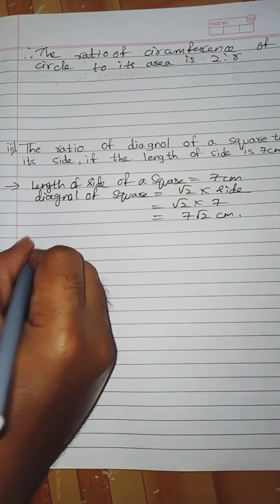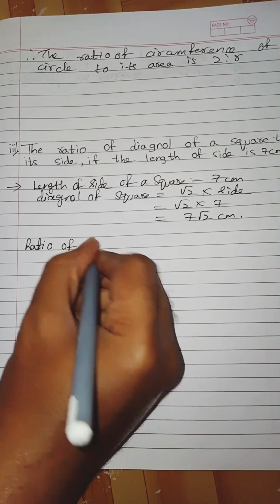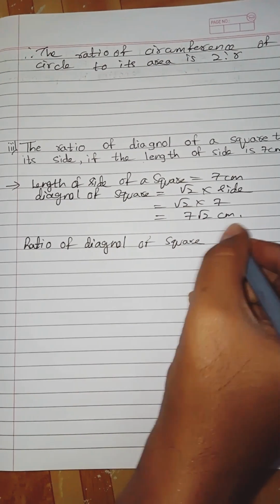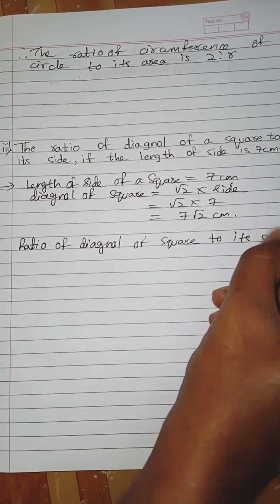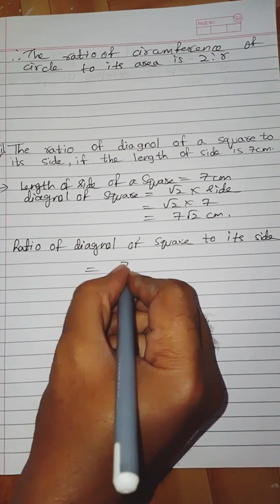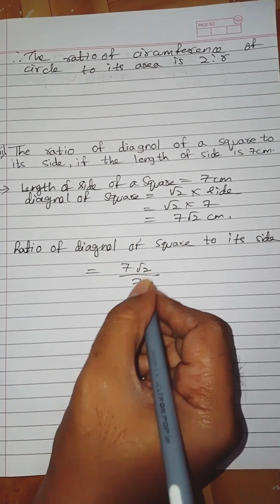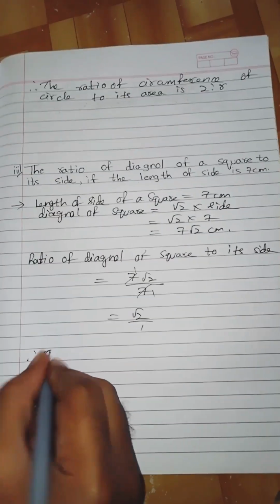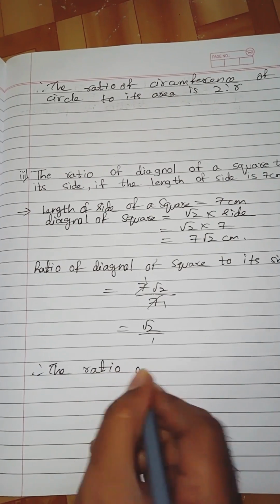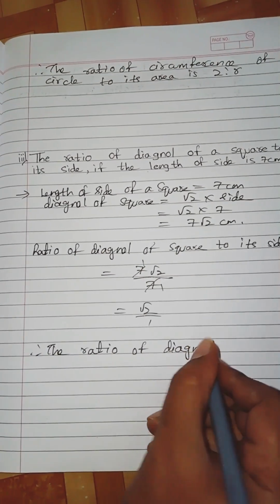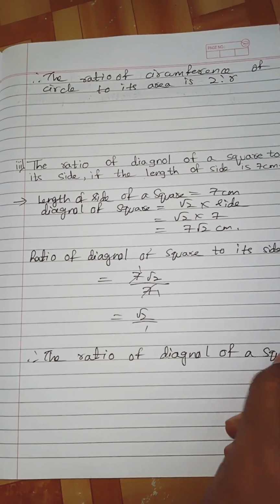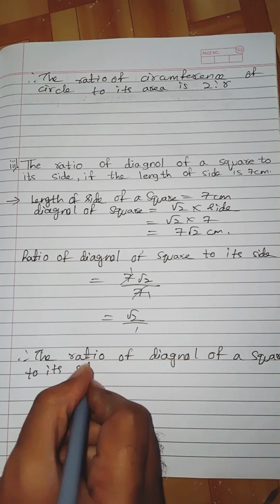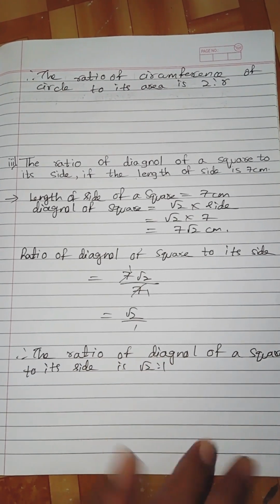So we have to find the ratio of diagonal of square to its side. Therefore, diagonal of a square 7 root 2 upon side 7. 7 ones are 7, 7 ones are 7. The answer will be root 2 upon 1. Therefore, the ratio of diagonal of a square to its side is root 2 is to 1.